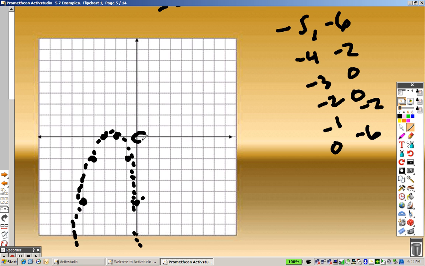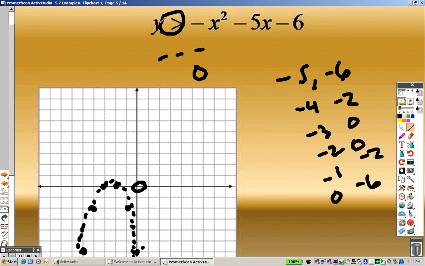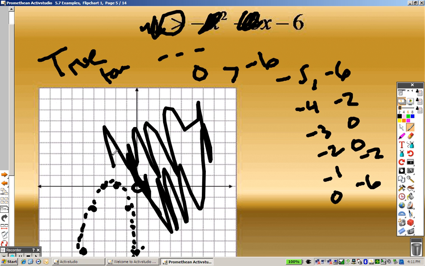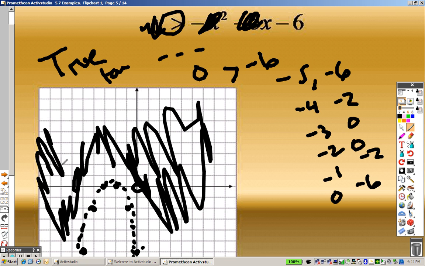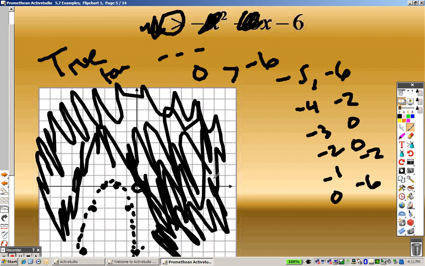I picked the point 0, 0. Right there it is, right? So there's 0, 0. When I plug it in, I get a 0 on the outside. I get a 0 there, a 0 there, and a negative 6. Is 0 greater than negative 6? If it's true, I shade towards, which means you shade the outside. I don't shade the inside, I shade the outside. So I shade everything on the outside, not the inside of the parabola. That's what I shade in there.